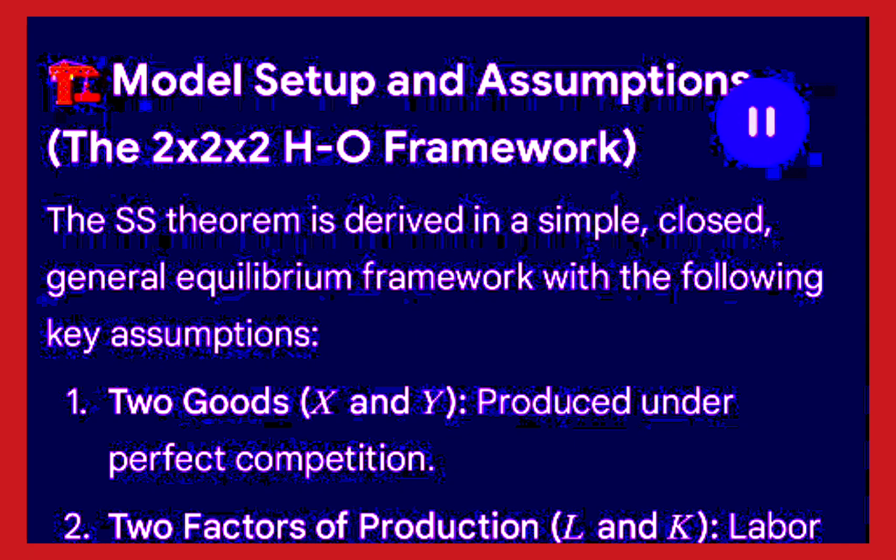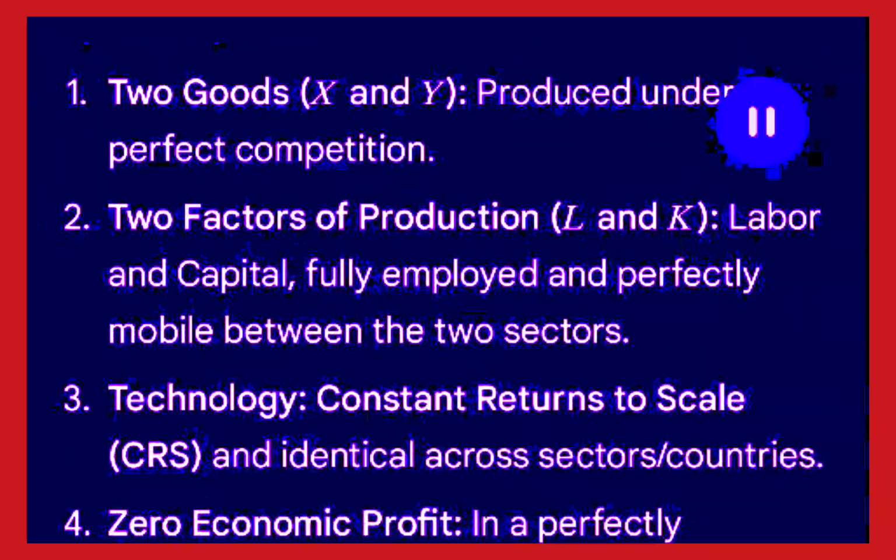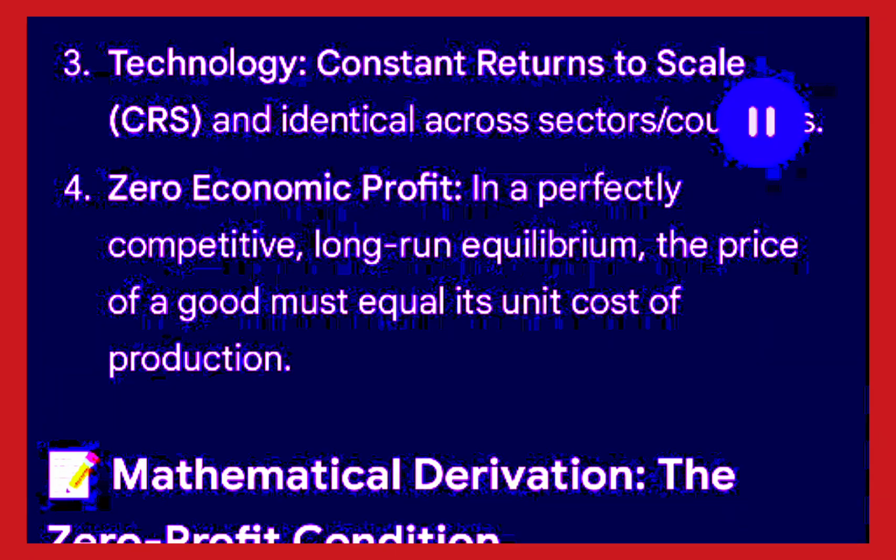The SS theorem is derived in a simple, closed, general equilibrium framework with the following key assumptions. 1. Two goods, X and Y, produced under perfect competition. 2. Two factors of production, L and K, labor and capital, fully employed and perfectly mobile between the two sectors. 3. Technology: constant returns to scale, CRS, and identical across sectors/countries.